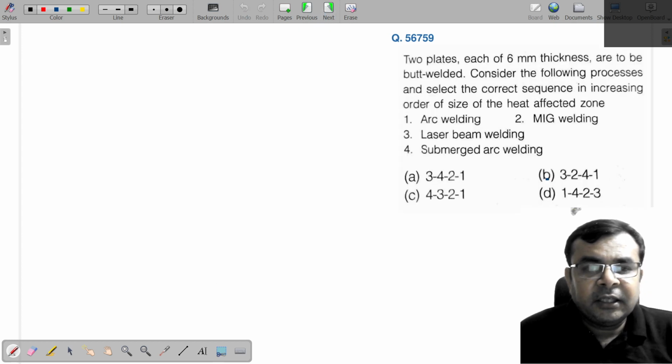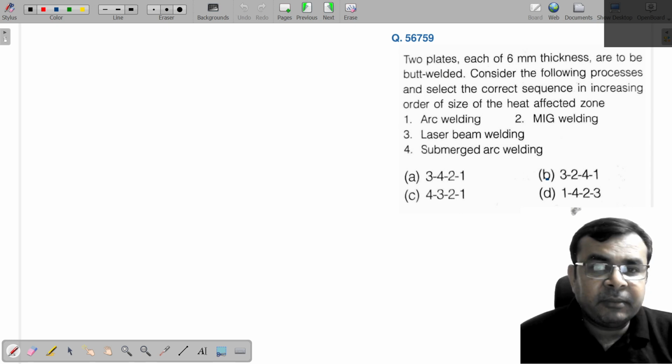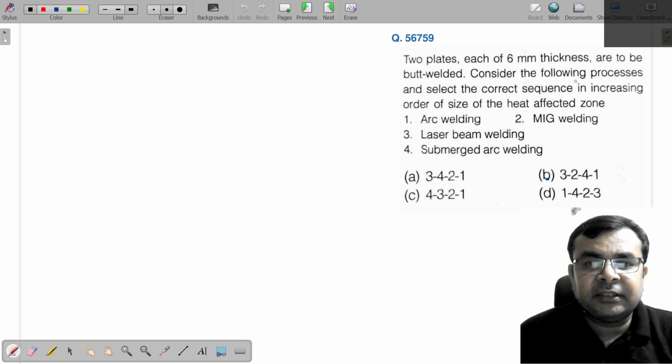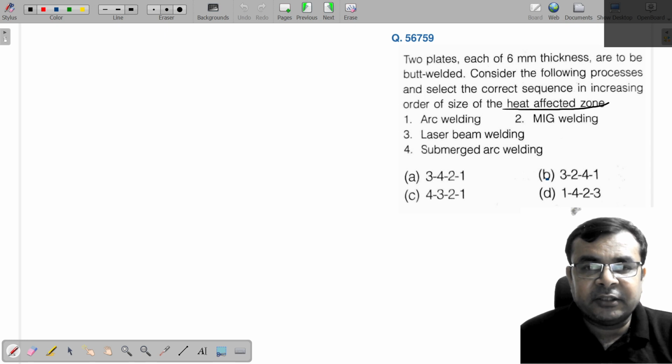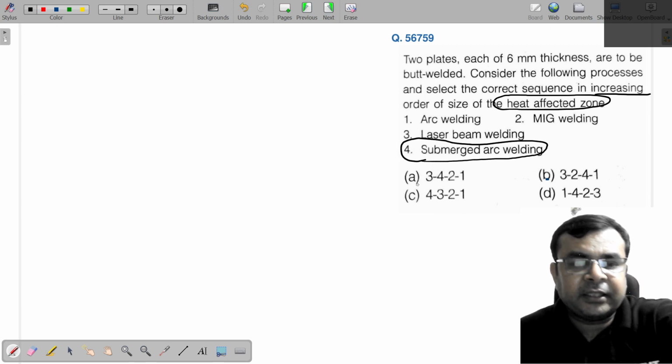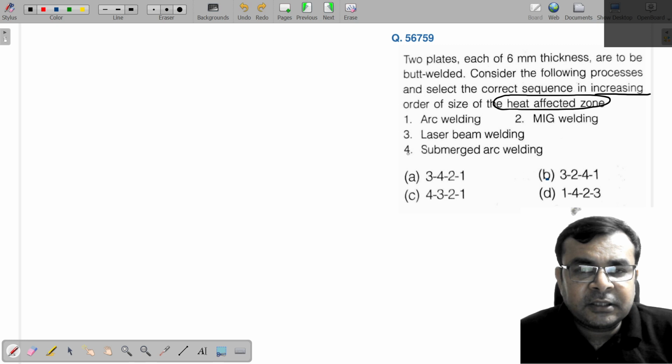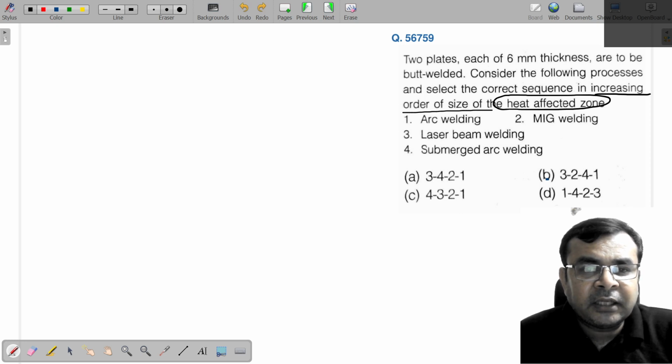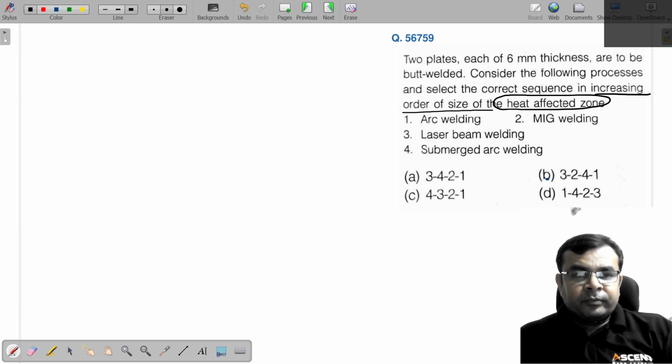Okay, next question you can see, two plates each of 6 millimeter thickness are to be butt welded. Consider the following processes and select the correct sequence in increasing order of the size of heat affected zone. Correct. So in the increasing sequence, out of these, the maximum heat affected zone will be obtained in submerged arc welding. Is it clear? The processes are arc welding, MIG welding, laser beam, and submerged arc welding. So consider the following processes and select the correct sequence in increasing order of size of the heat affected zone. Increasing order.